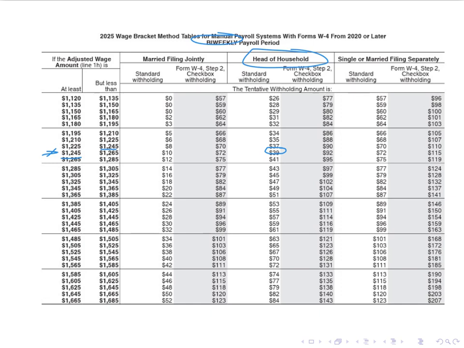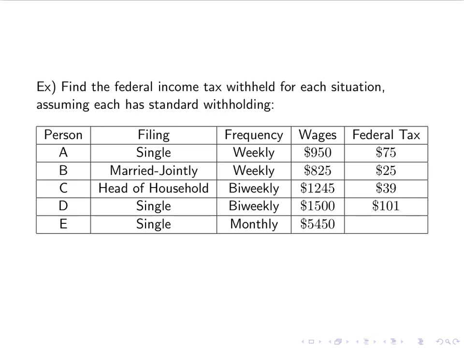And then we go to the other one from the table, which again was bi-weekly. It was single, so we're going to be over here, standard withholding, and then it was $1,500 for the wages. So $1,500 is right here, between $1,485 and $1,505. And we see that the withholding is the $101 right here on the table. So we fill in those two.